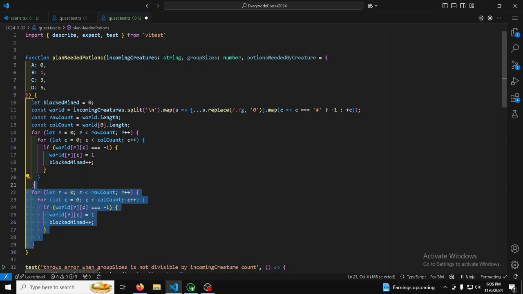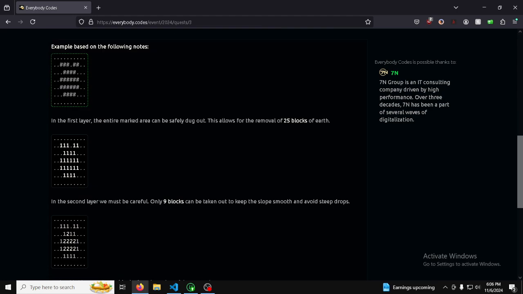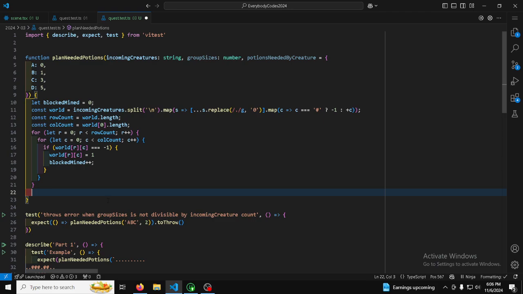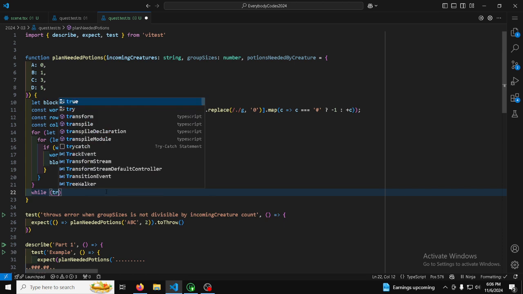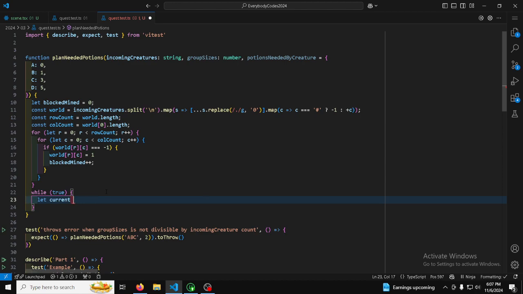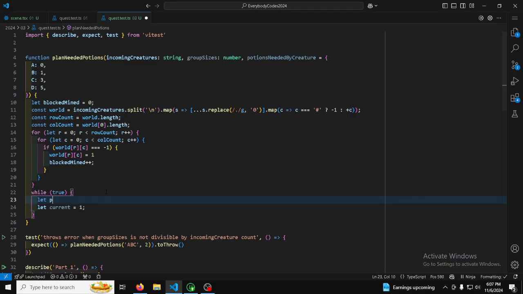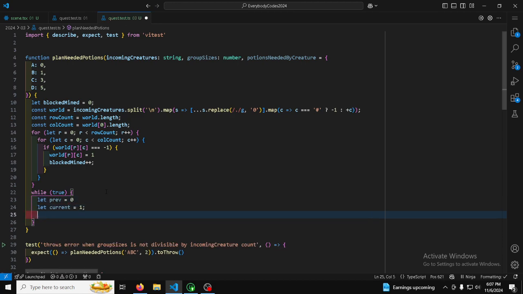Now this is kind of like a wild thing, because we need to keep going, because the algorithm I'm going for is find all the ones that are not touching a zero, and these dots are zeros in my equation. So while true, const, well, let current equals, I'm looking for ones that are not zeros, let previous equals zero, let next equals 2.